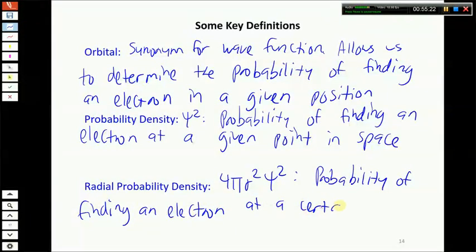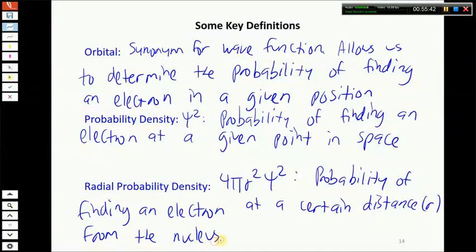So this is usually what we're more interested in for chemistry, because we still, in some sense, think of electrons as sort of surrounding the nucleus. And what's more important to us is how far away are those electrons from the nucleus, as opposed to where exactly are they in space. So if we take our psi squared and we multiply it by 4 pi r squared, where r here is the radius that we're interested in and want to know what's the probability of finding it at that distance, that will give us the radial probability density, which is a more useful parameter for us.